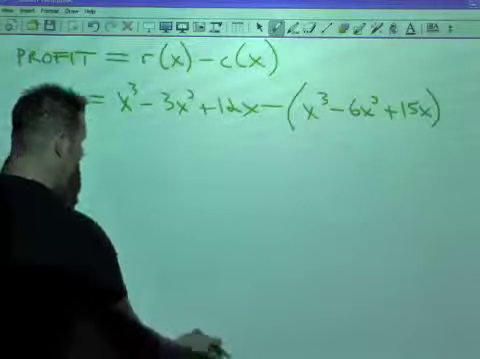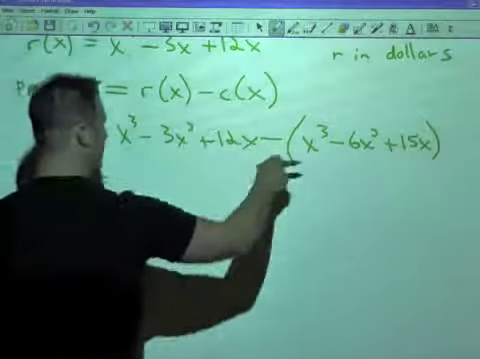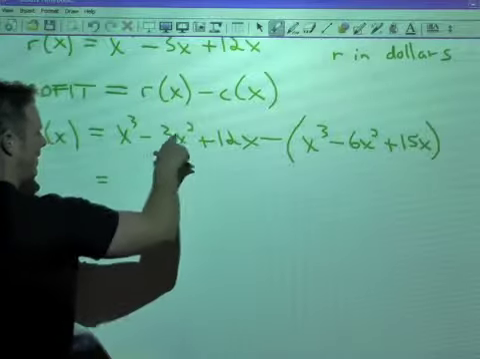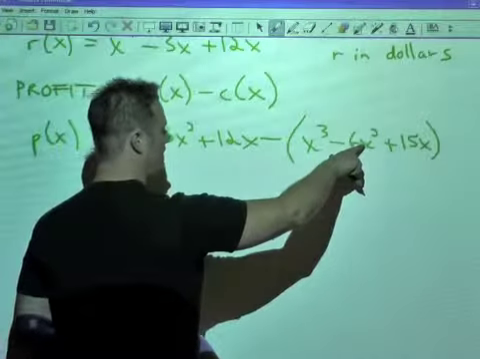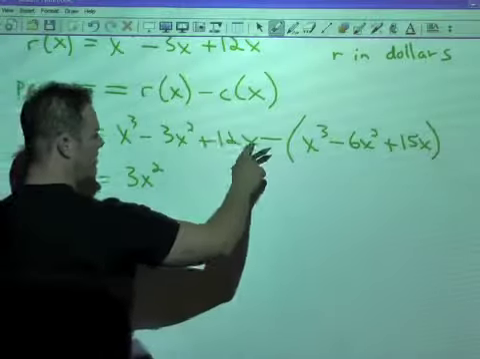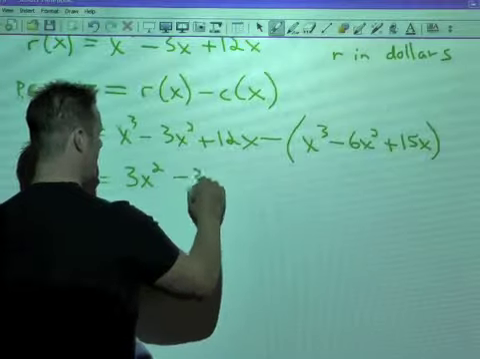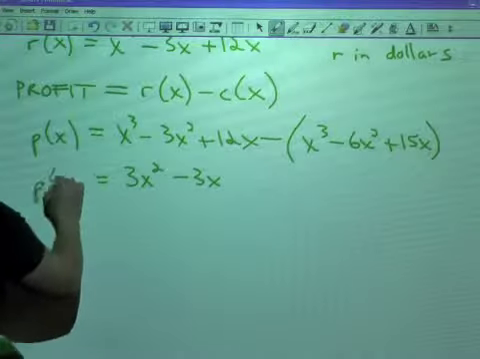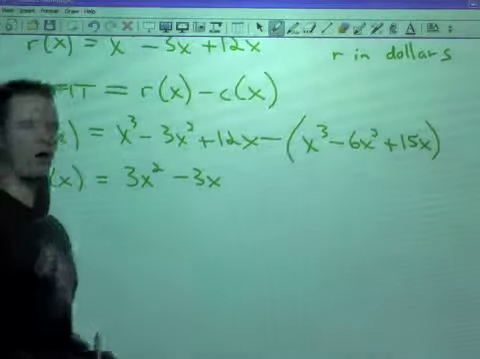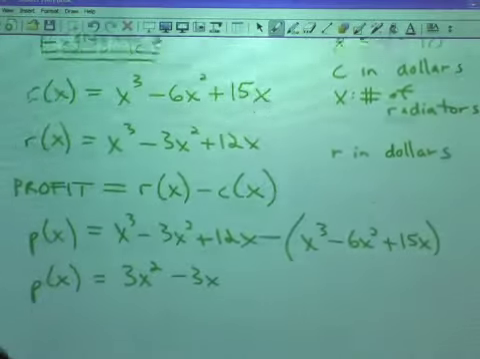okay, now if I simplify things, x cubes are going to cancel out. We've got negative 3x squared, and this is going to be plus 6x squared. So that's going to be 3x squared. We've got plus 12x minus 15x, so it's going to be minus 3x. So that would be the profit function. Okay, so you can always create a profit function separately from the cost and revenue functions.